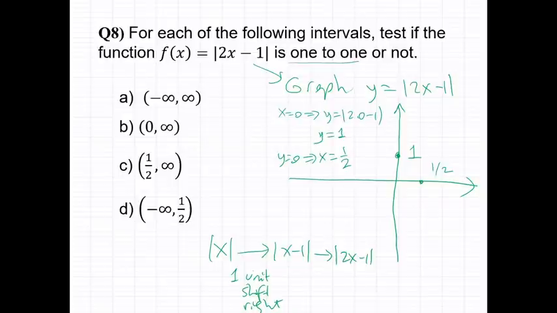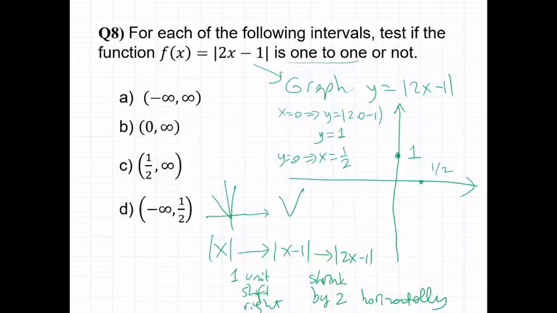And now shrink by 2 horizontally. Shrink by 2 horizontally means you had this one and then you move it 1 unit right, so it was like that. Now it became like this. Then you shrink it like this. Now it makes a steeper V. So you have something like this. Now we have the same issue, like this is the case here.